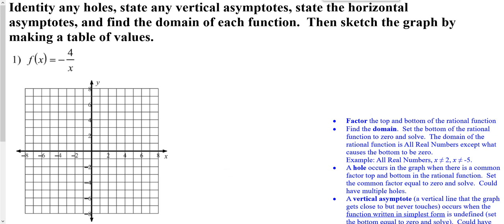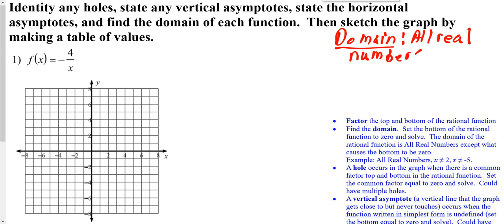So let's go ahead and go through all this process for this problem right here. The first thing you'd want to do is factor the top and the bottom. Well, in this case, it doesn't factor. And so then you'd want to find your domain. Now your domain is going to be all real numbers except x cannot be equal to, and you look at what causes the bottom to be 0. Well, if you set the bottom equal to 0, you just get x to be 0, and so that's what we have here.